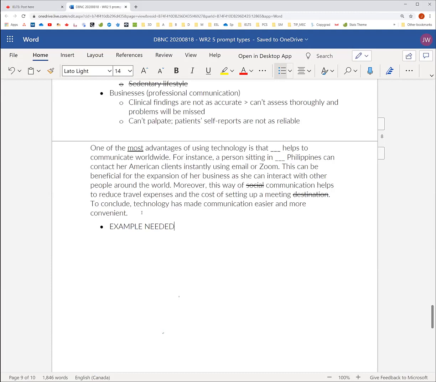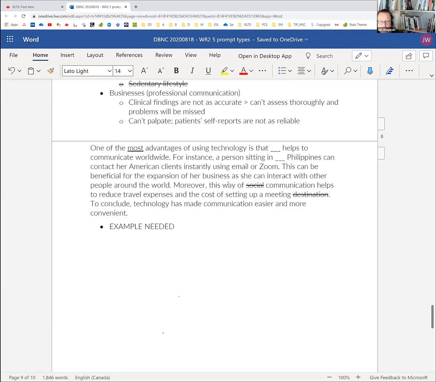So the one person sitting in the Philippines can contact an American client is not part of the example? It's not a well-developed example. There's total lack of development. You've got a very basic reason. An advantage is that it helps to communicate worldwide. How does it do this? Okay, because you can use email or Zoom. The fact that you've got a person in the Philippines, I mean, you could pick any country here. It makes no difference, whether it's Philippines and America.